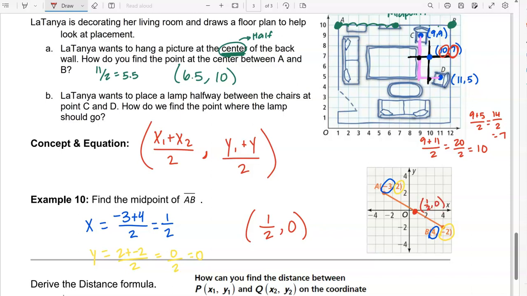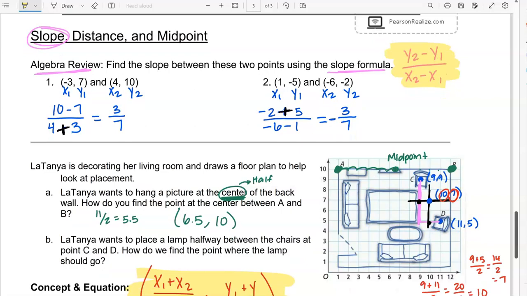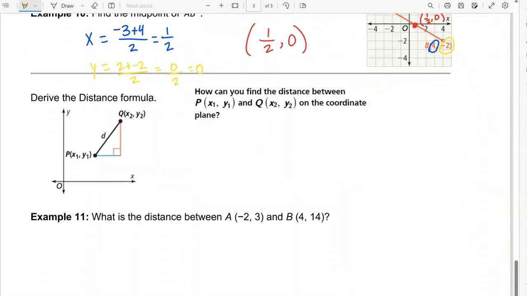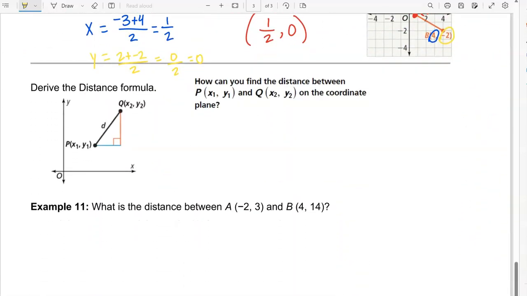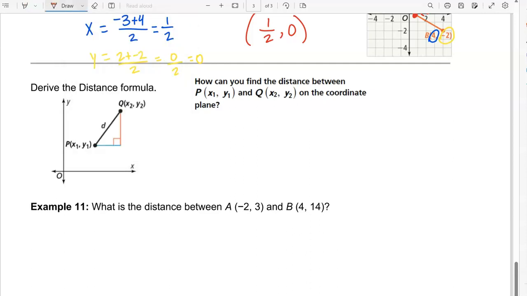Now this is a formula right here that will be given to you, but you need to know how and when to use it. Same thing for slope up here. You will be given the slope formula, but you need to be able to use that effectively. Our last formula is deriving our distance formula. So we're going to talk about where the distance formula comes from before I give it to you so that you have the choice on how you want to use it.